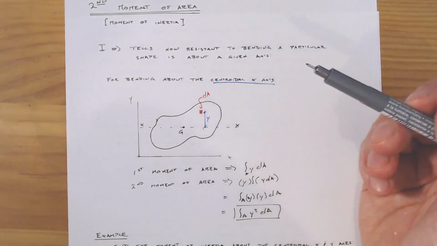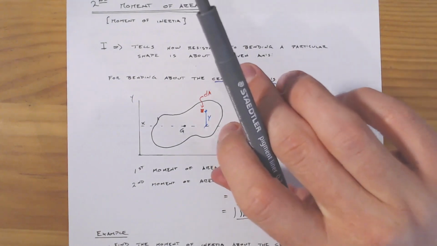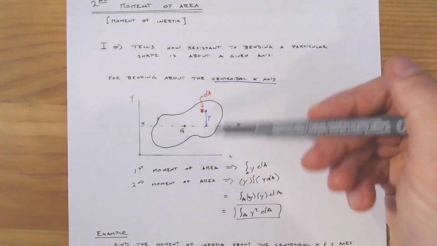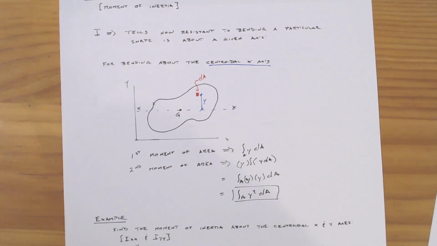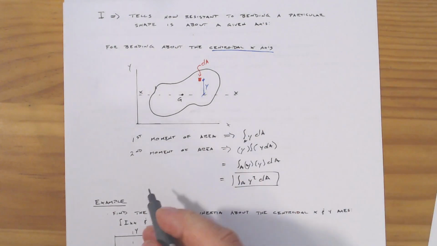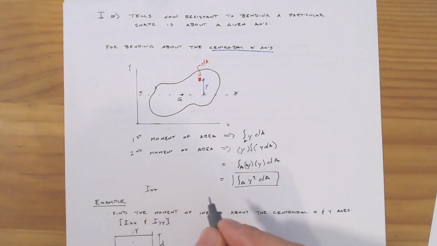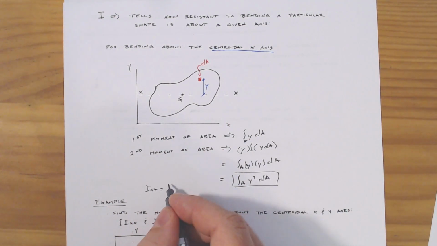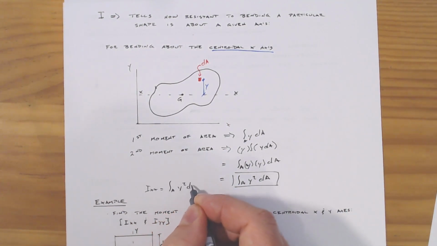So effectively we're taking our centroid and multiplying by the perpendicular distance again. That gives us an indication of how much effort it takes to rotate this section about a given axis. And if we were to work this out for the centroidal axes, we would have Ixx equal to the integral over the area of y squared dA.